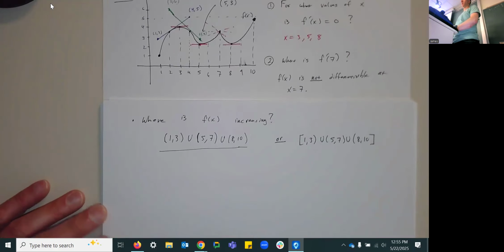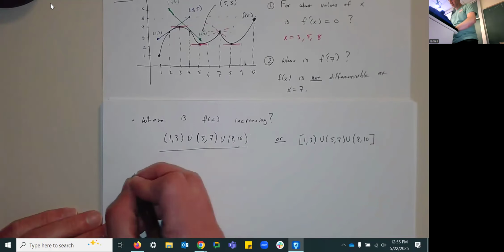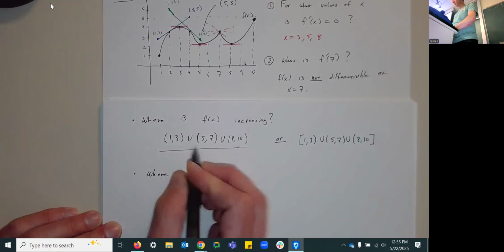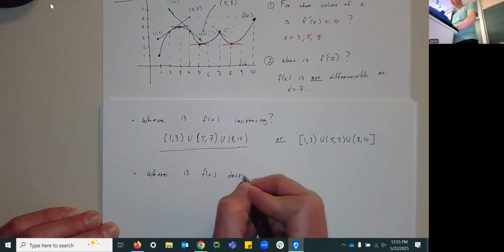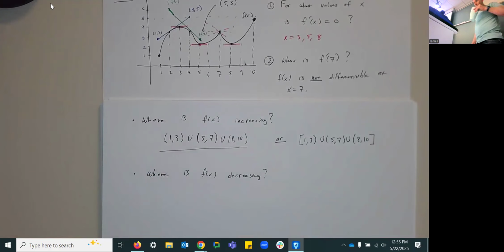Okay, you know what I'm going to ask next, right? You should be able to think about what's the next logical question if I just asked where it's increasing. So you do it. Tell me, and use open intervals. Where is f of x decreasing? You should get two intervals with a union between them. That big U stands for union.